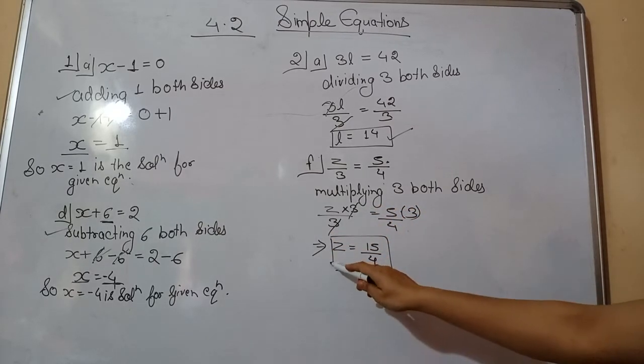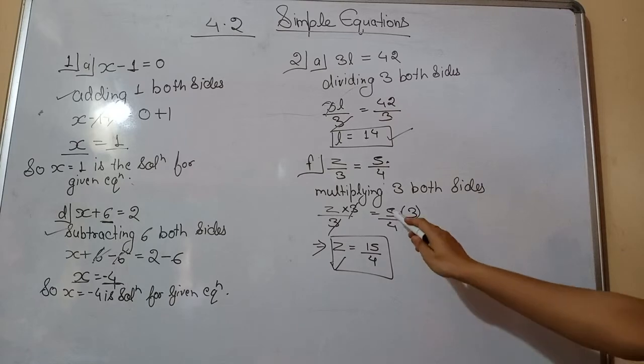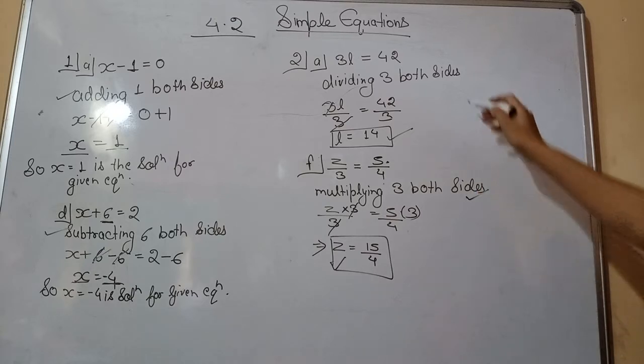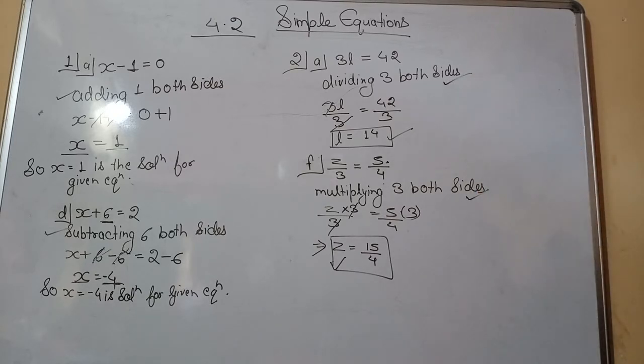Cancel out. What is remaining left? That is z. And here 5 3s are 15 upon 4. So what is the solution for this equation? Solution for this equation is 15/4. Okay, this is how, by writing steps of separation, you can simply perform the operational steps and then you can solve the given equations.